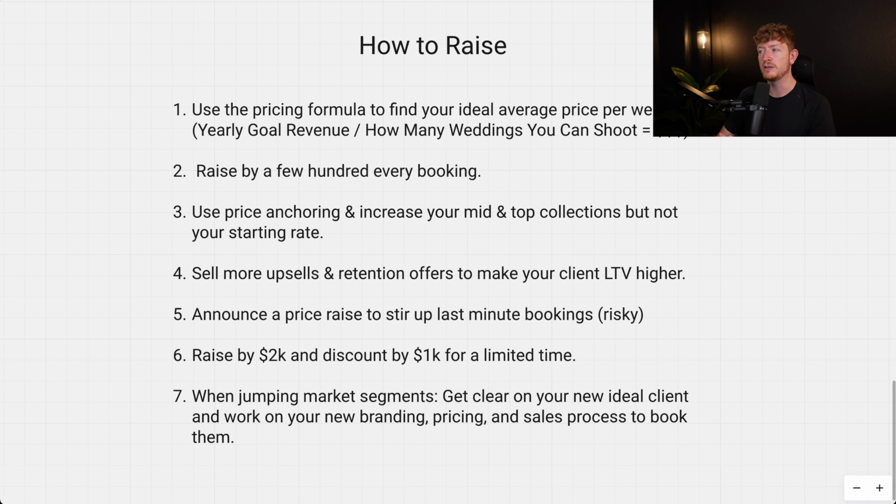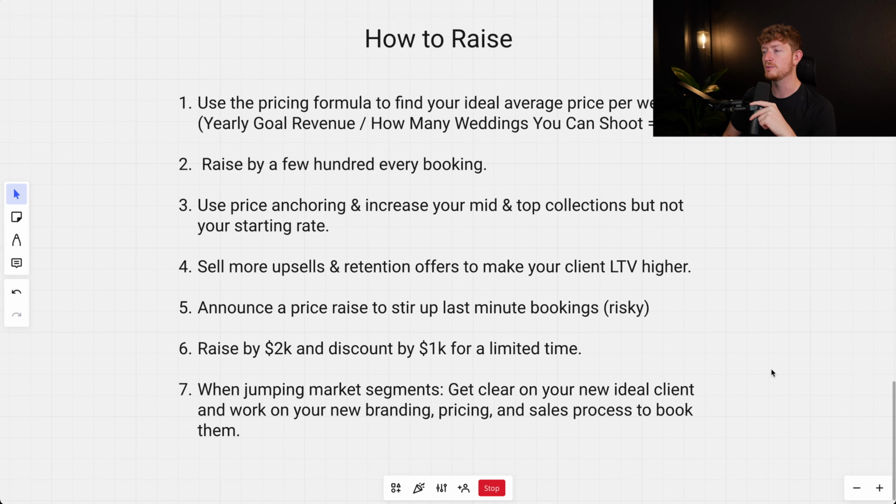That's a really good way that you can increase your client lifetime value and make your overall price point higher without actually having to raise prices on the front end. There you go. Ninja tactic. We talk about this more in the program, by the way.